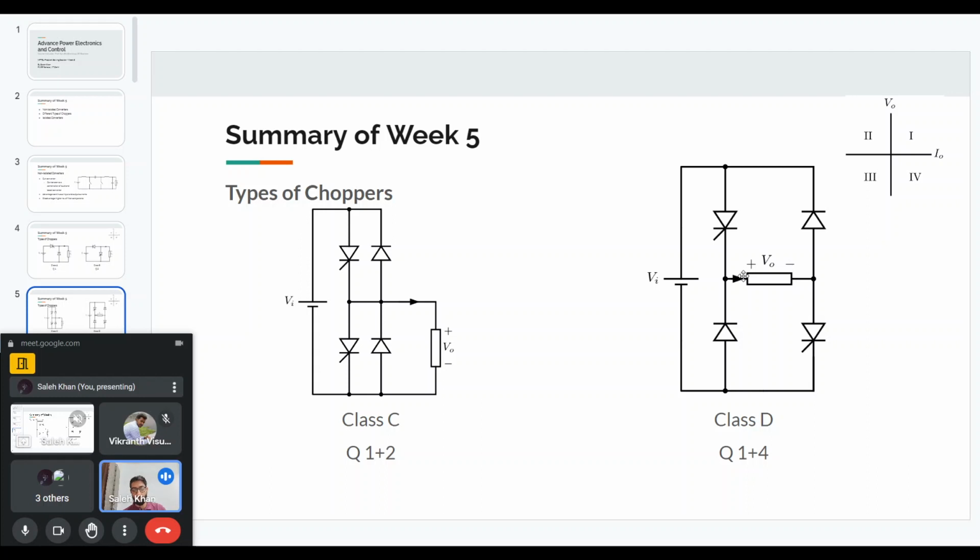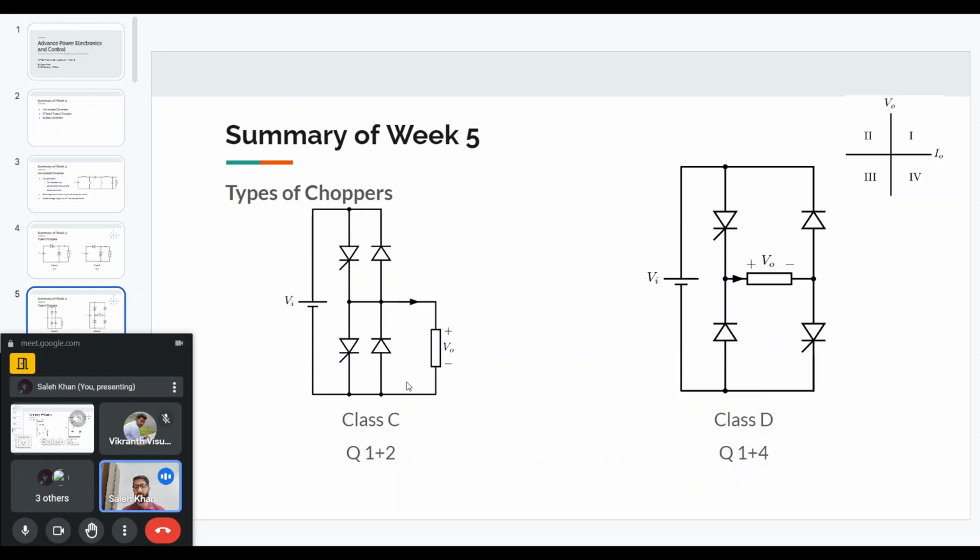So depending on the duty ratio or the firing angle, we can have an overall negative average output voltage. That is why it can have positive as well as negative output voltage, but the current will always be in the positive direction, because the thyristors and diodes are placed in such a way that current cannot flow in the negative direction. So that is class D.